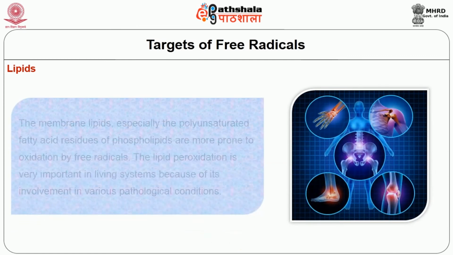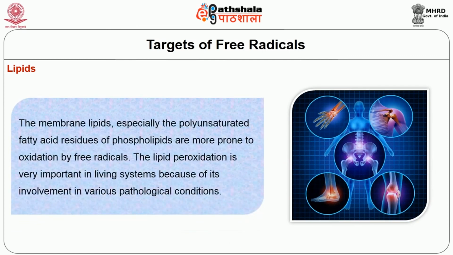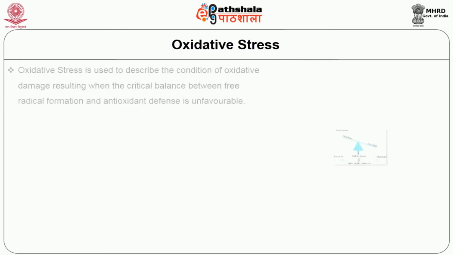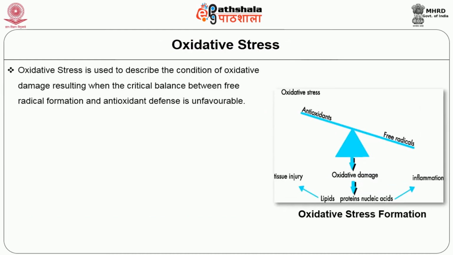The next biomolecule affected by free radicals is lipids. The membrane lipids, especially the polyunsaturated fatty acid residues of phospholipids, are more prone to oxidation by free radicals. Lipid peroxidation is very important in living systems because of its involvement in various pathological conditions. Now we are going to see about oxidative stress.